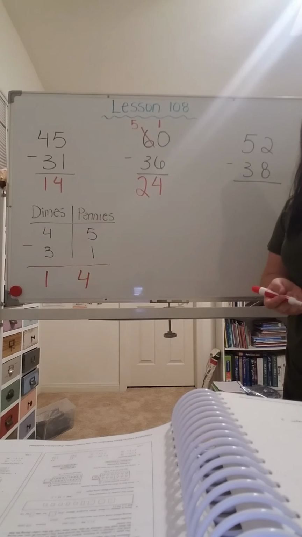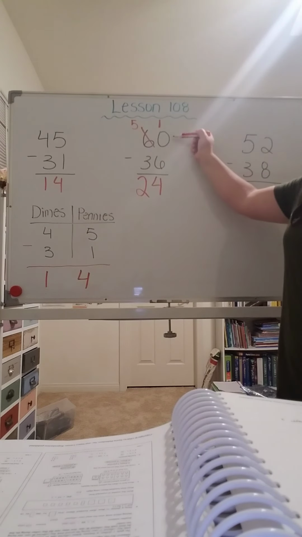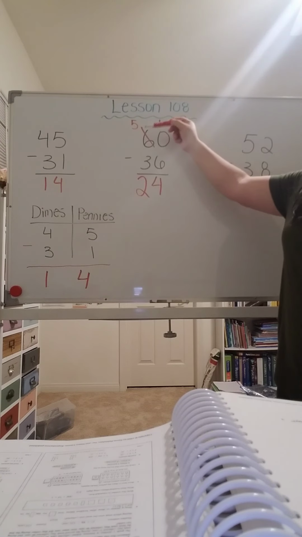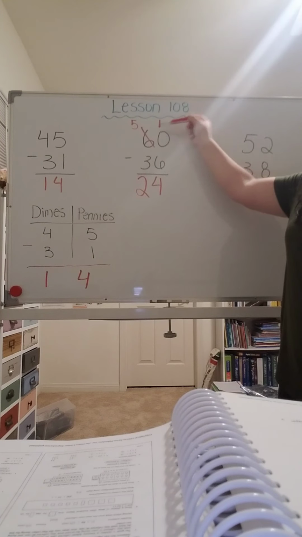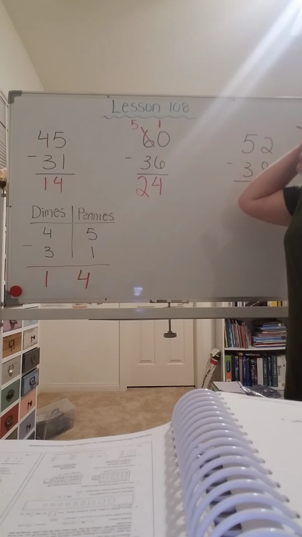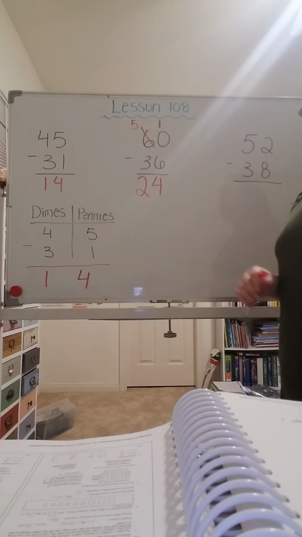So the answer is 24. Again, we didn't have enough pennies to subtract the 6 from, so we had to borrow a dime from the 6 dimes, and therefore we had 5 left over.